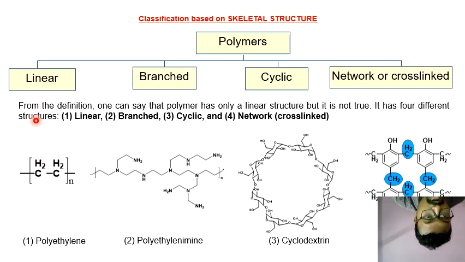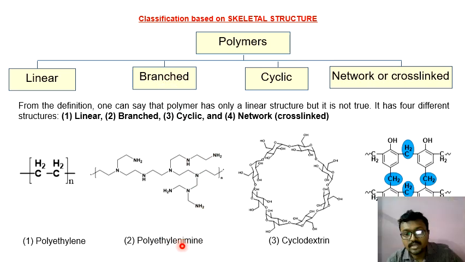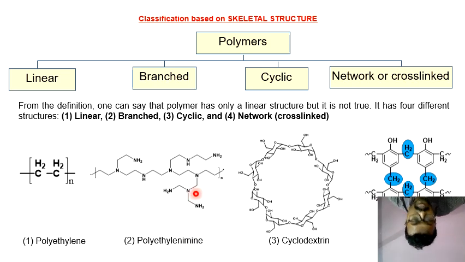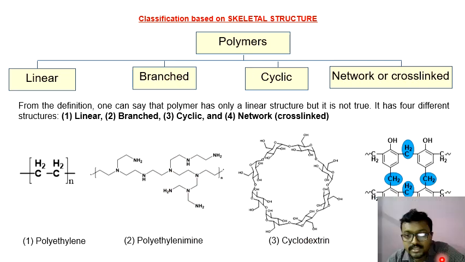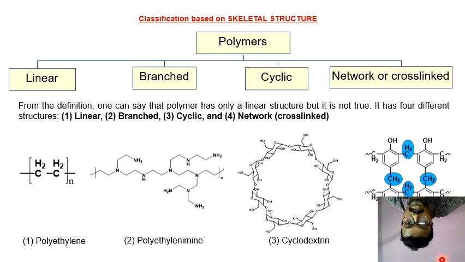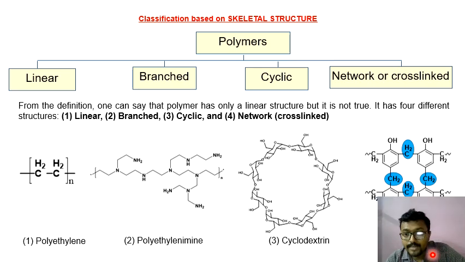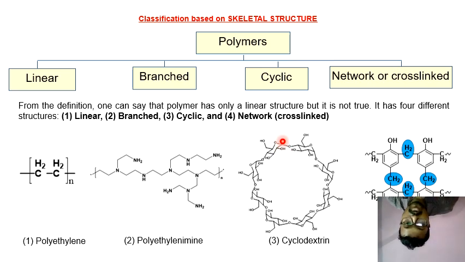Polyethylene is an example of linear polymer. Polyethyleneamine is an example of branch polymer. Cyclodextrin is an example of cyclic polymer, and bakelite is an example of network and cross-link polymer. Okay. So this is classification based on skeletal structure.